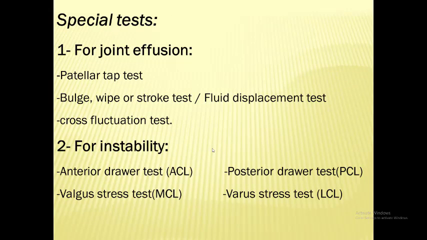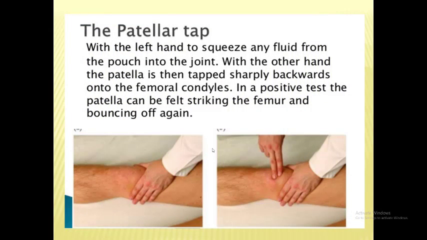For the special tests, we are going to check two things: joint effusion and the integrity of the knee joint ligaments. For joint effusion, we have two tests. One for moderate effusion, the patellar tap test, and one for minimal effusion, what we call the fluid displacement or cross fluctuation test.